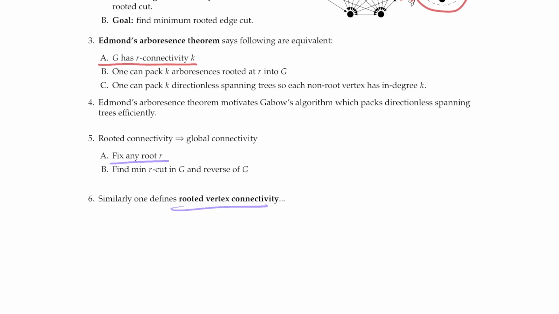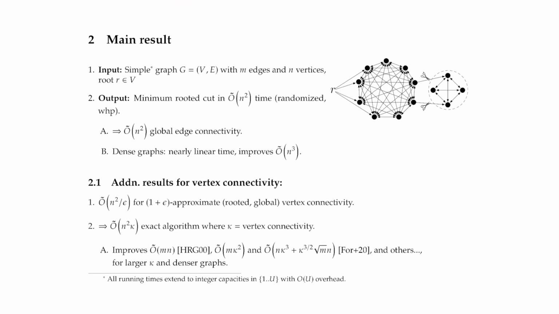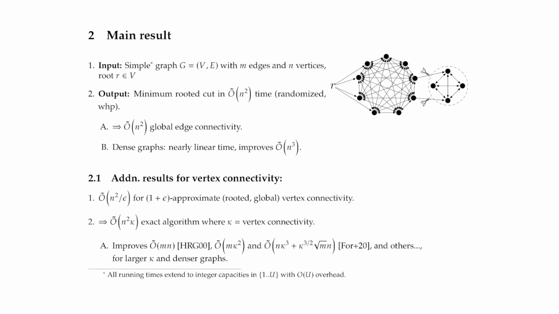Okay, so here then are the main results of our work. First, I'll go over edge connectivity. You're given a simple graph, no parallel edges, and a fixed root. We gave a randomized algorithm that finds the minimum rooted cut in n squared time with high probability. This, of course, gives us an n squared global edge connectivity algorithm. This is a particularly big improvement in dense graphs, where the running time becomes nearly linear and improves upon the best existing running time, n cubed, by a whole factor of n.